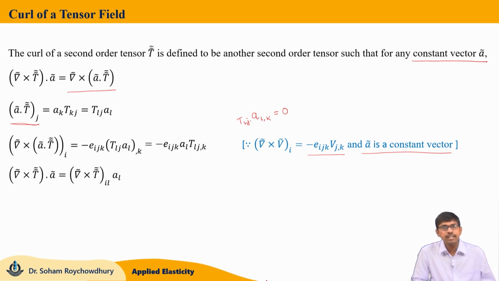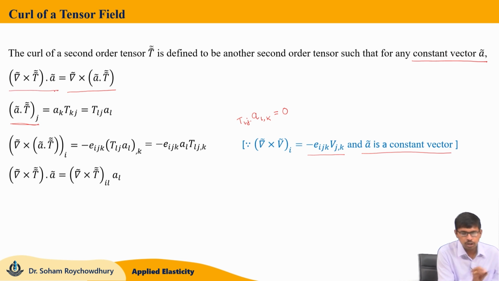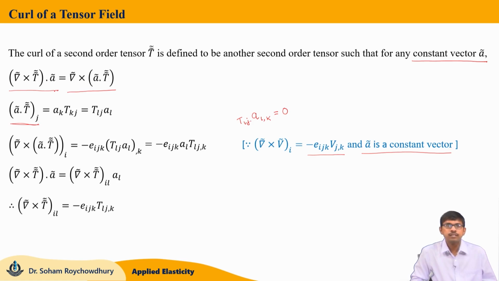Now, coming to the left hand side of the given equation, curl of T dot A is equal to (curl of T)_iL A_L. Curl of T is a tensor that is acting over A. Now, comparing both the right hand side and left hand side expressions, this is the right hand side expression, this is the left hand side expression. If we compare both of them, A_L is the common term which will get cancelled, and then (curl of T)_iL is equal to minus e_ijk T_Lj,k.